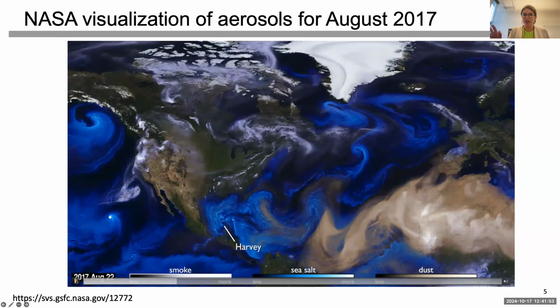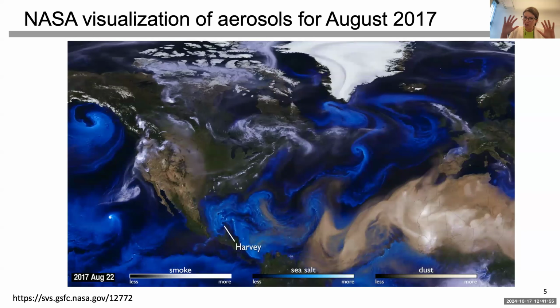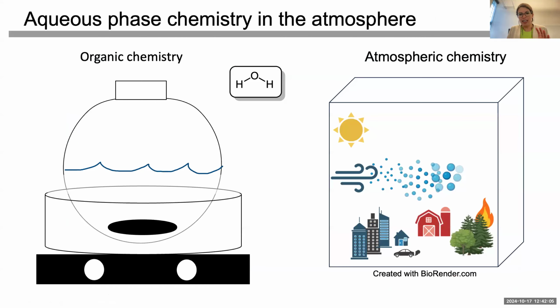So this is just to show you that as atmospheric chemists, we also need to include chemistry that can happen on surfaces. Another thing I think a lot about as an atmospheric chemist is water. Water is my favorite molecule, and I think it's just such a fascinating molecule.